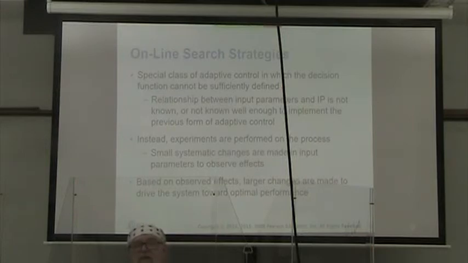In this case, experiments are used on the process, and small systematic changes are made on the input parameters, and we observe the effects from that. Based on those observed effects, larger changes are made to drive the system towards optimal performance. So we can think of it as machine trial and error.